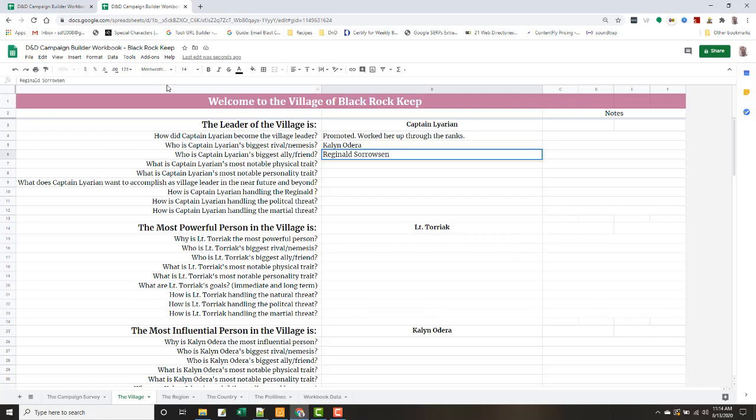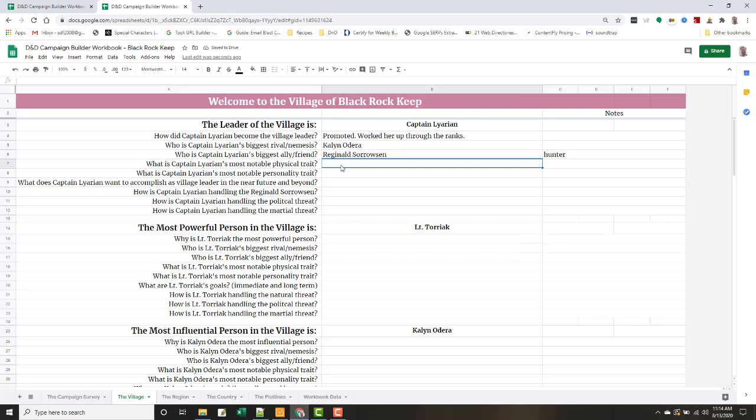Sarosin. Reginald Sarosin. Better make a note here. He's a hunter that is usually out in the woods. And Captain Liarian and Reginald, it's not a romantic link, but they both like the hunt. They both like being out in the woods. And maybe he's a ranger. Maybe she's a ranger. But they have a connection, and she knows that he's always got her back, and likewise for her.